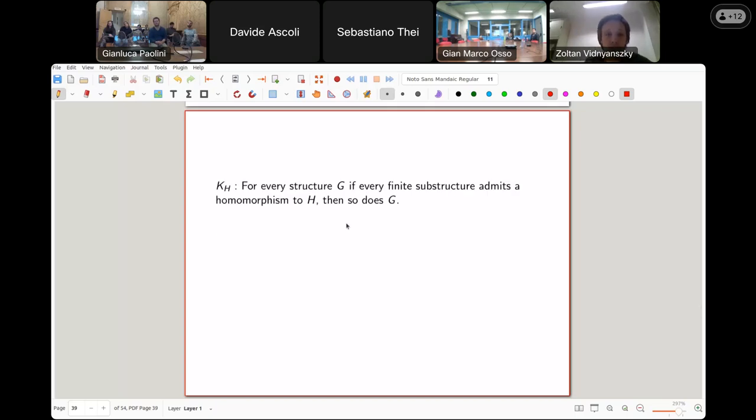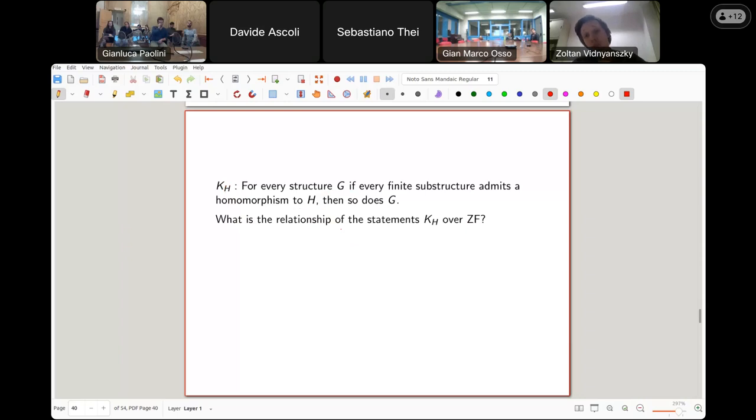Okay, so this is a compactness result. This is a compactness statement, parameterized by a structure H. So it says that no matter how you take a structure G, if every finite substructure admits a homomorphism to H, then the whole structure does. Again, this follows from the axiom of choice for each H.